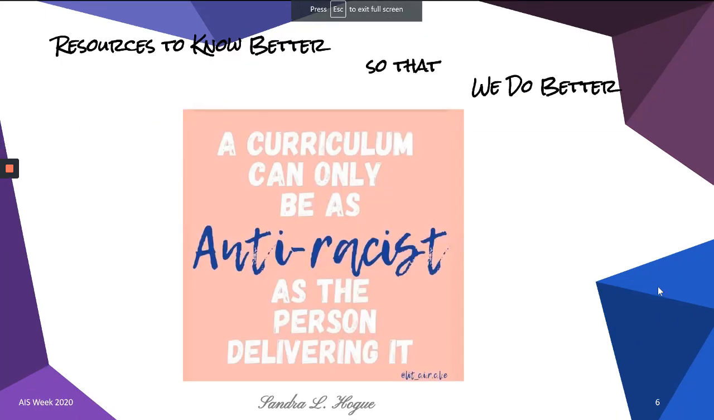Next, just a nugget right here in the middle. A curriculum can only be as anti-racist as the person delivering it. In other words, every resource that I just shared with you and every book I'm going to share with you from here forward is only as good as your delivery of that material, right? So you can take a perfectly well-intended text, you can take a perfectly well-intended resource and mishandle it to the point that it becomes, in fact, the opposite of what you were aiming for.